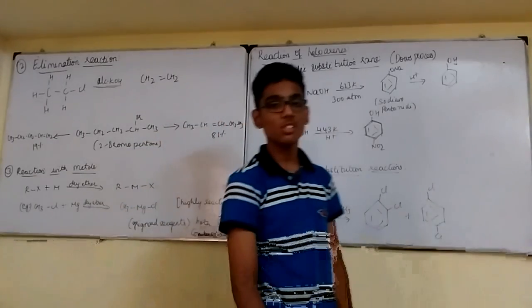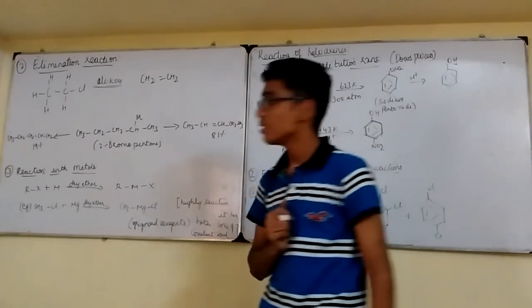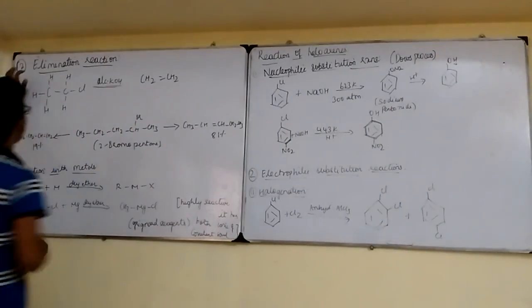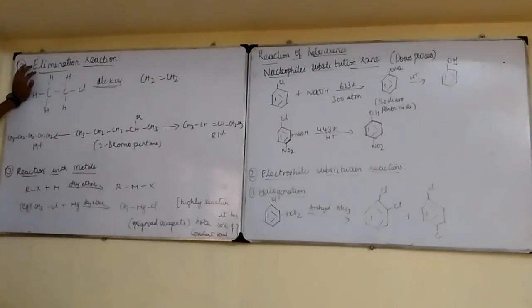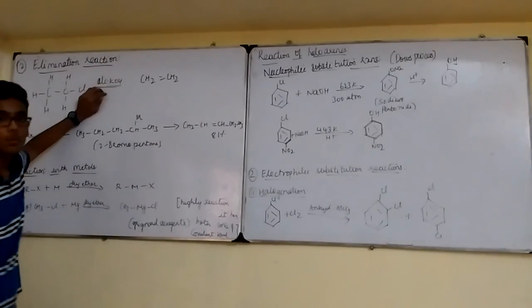In this video, let us talk about the remaining two chemical properties of haloalkanes. The second chemical property of haloalkanes is the elimination reaction. This reaction we have already learned in class 11 hydrocarbons. So, when you treat alkyl halides with alcoholic KOH, it undergoes beta elimination.